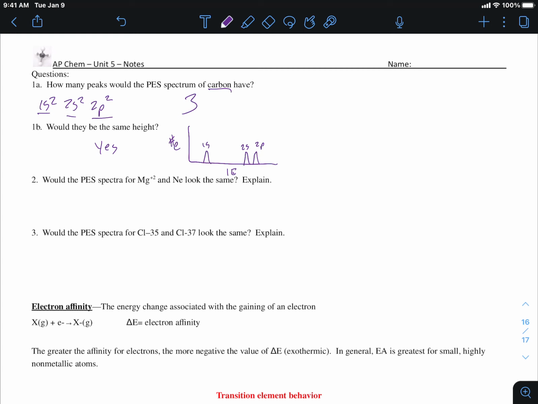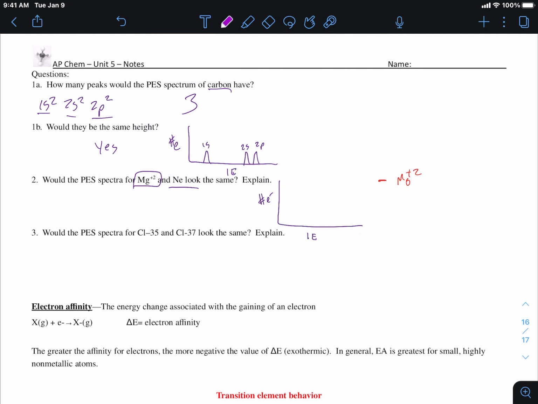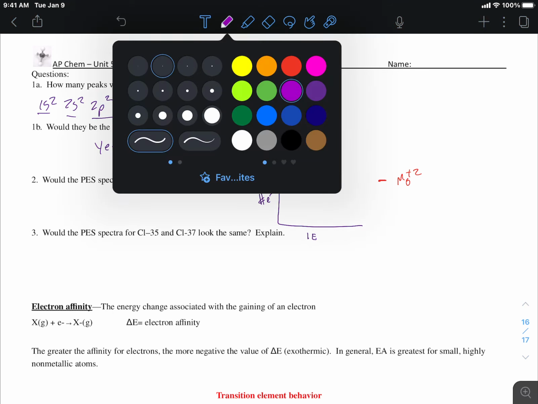Would the PES spectra for a magnesium 2+ ion and neon look the same? Ron? I would say no. They would not. You are correct. Why? They are isoelectronic species, but Mg2+ has a higher effective nuclear charge, so its peaks would be further to the left. It would take more energy to remove the electrons. Yes. If it's got more protons, it's going to require more energy to remove.